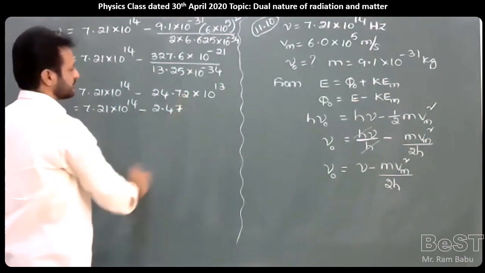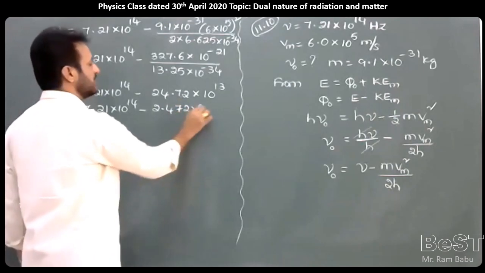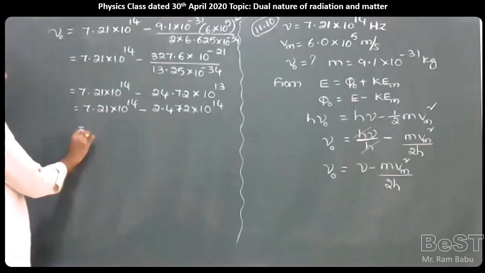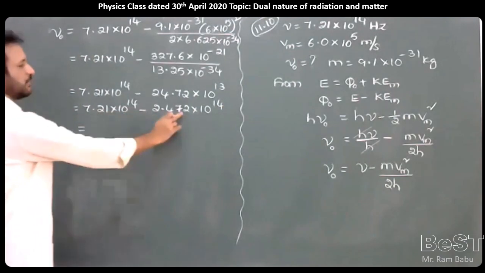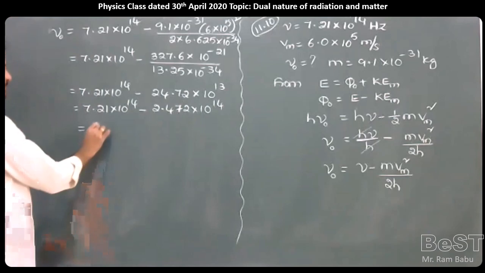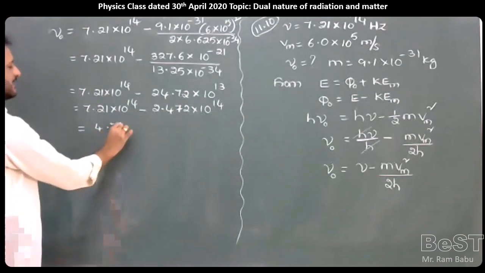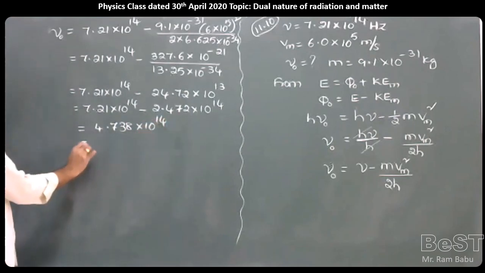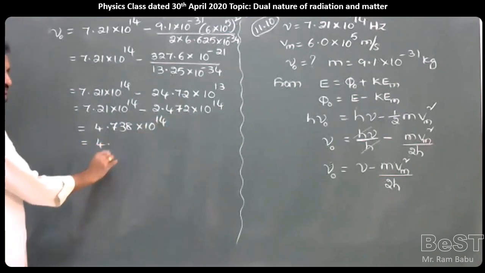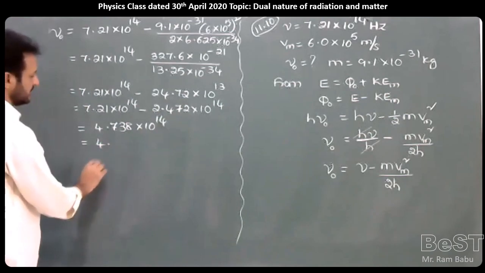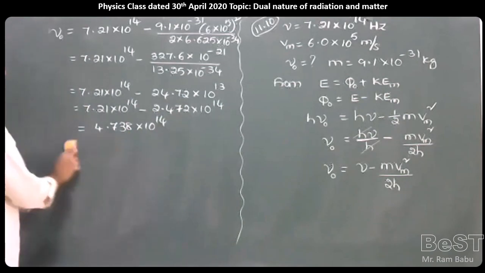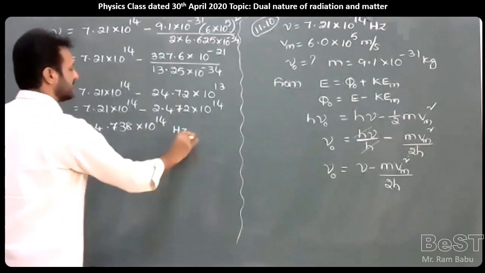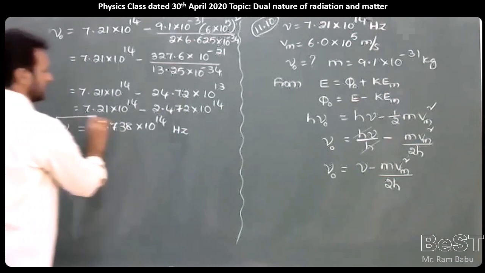2.47 into 10 to the power of 14. Now we can take 10 power 14 common. The remaining value is 7.21 minus 2.47, that is 4.738 into 10 to the power of 14, or we may round off this value to 4.74. Or we can keep this value also here. That is equal to threshold frequency nu naught is equal to 4.738 into 10 to the power of 14 hertz.